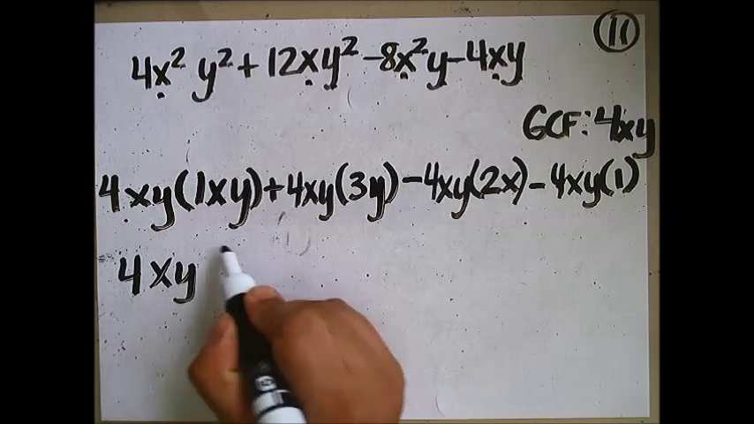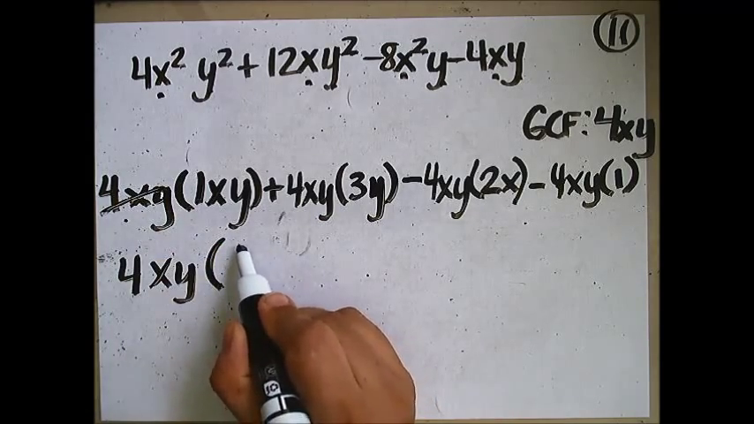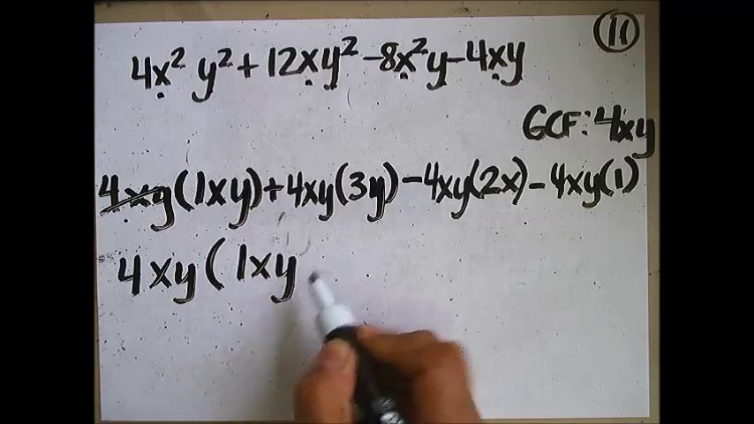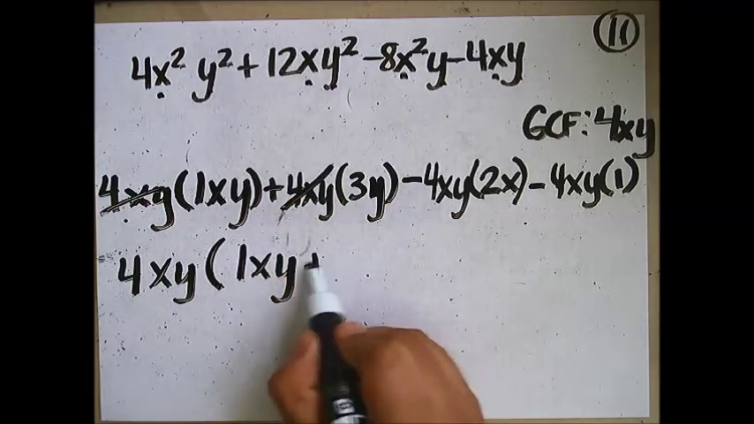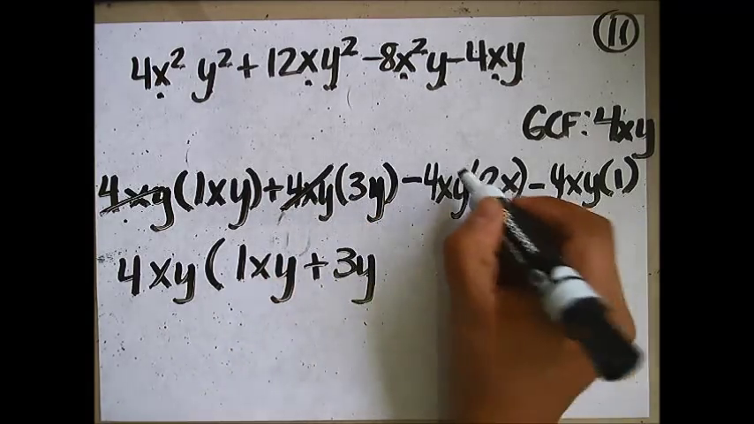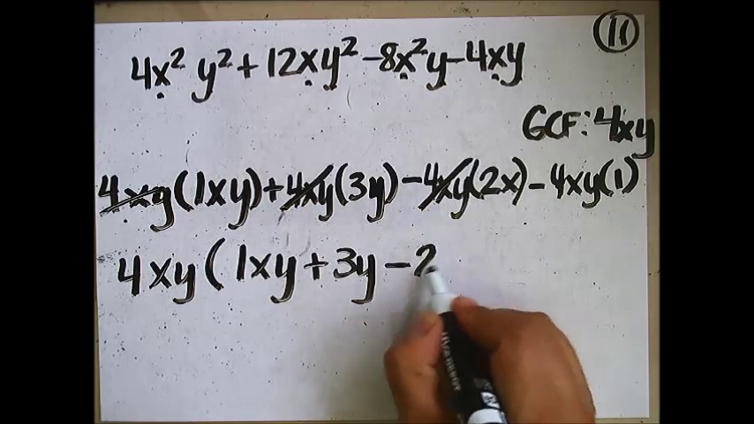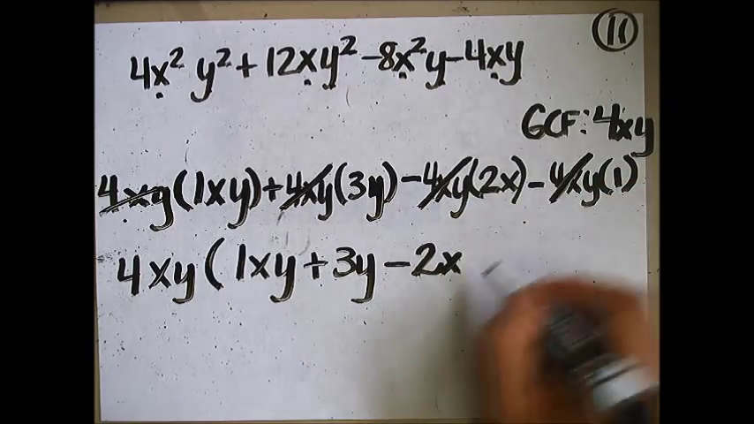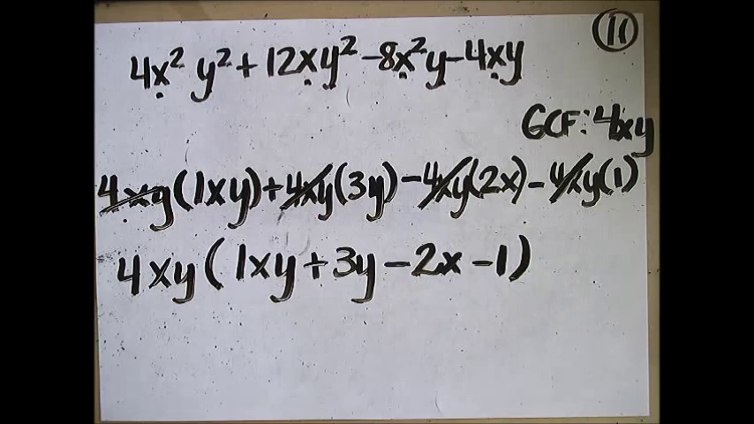Okay, let's take out that greatest common factor, and we're left with 1xy plus 3y minus 2x minus 1. And now you're done.